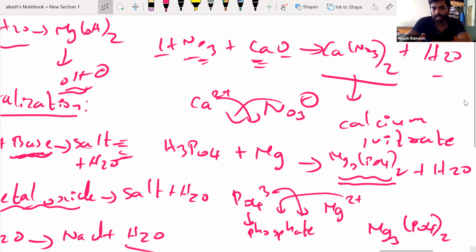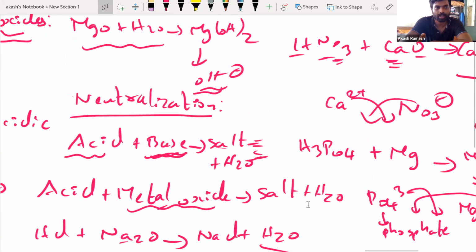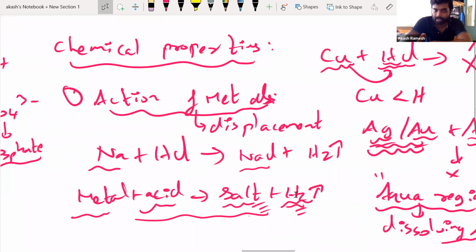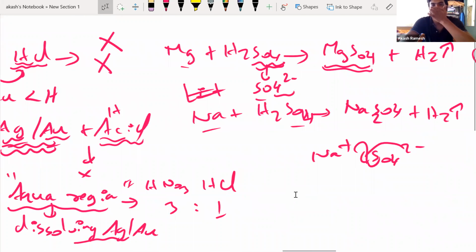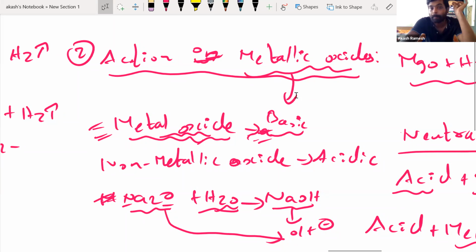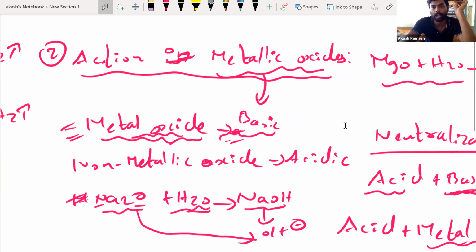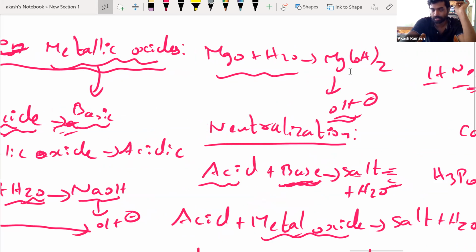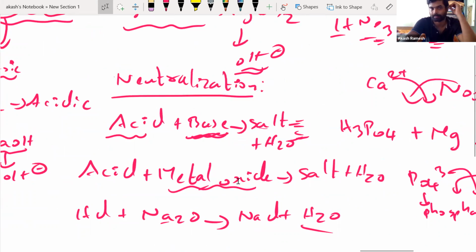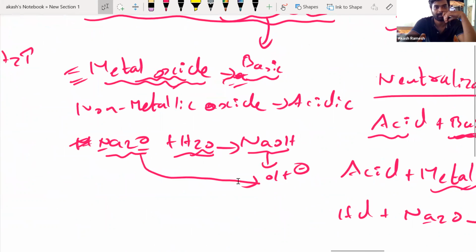What is the time? Yeah, I think we can stop with this for today. So we completed two chemical properties. One is reaction with metals: metal plus acid will form salt plus hydrogen. And the second was acids reacting with metal oxides. We have to remember that metal oxides are basic in nature, and we also proved it. How do we prove it? By dissolving it in water, it forms a hydroxide, which gives hydroxide ion. Or you can go for the neutralization reaction, which also proves that metal oxides are basic in nature. And we saw a number of examples.